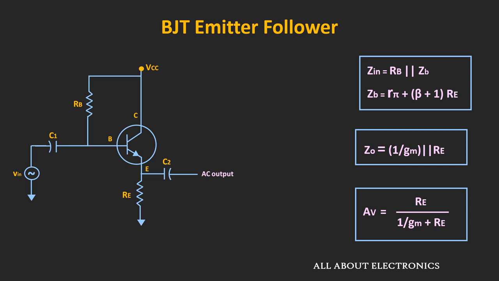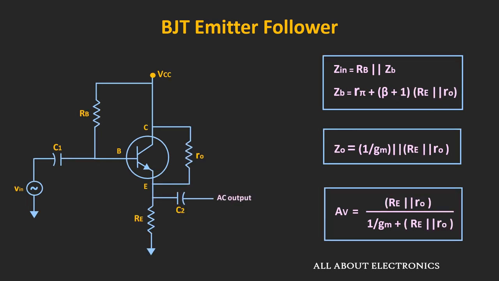Now, so far in our discussion, we have assumed that the output resistance of this transistor was infinite. But if there is a finite output resistance, then these expressions will get modified. That means instead of the emitter resistor, there will be a parallel combination of RE and the RO. Now although the voltage gain of this emitter follower is close to unity, it provides the high input impedance as well as the low output impedance. That means this circuit can be used as a buffer circuit.